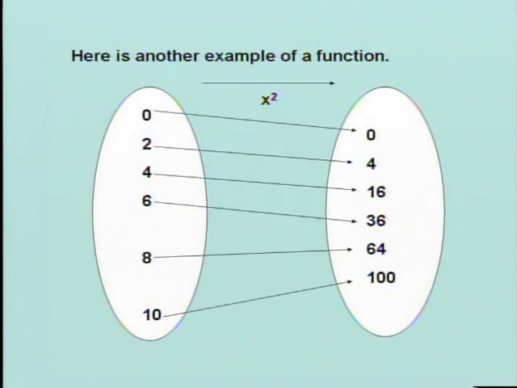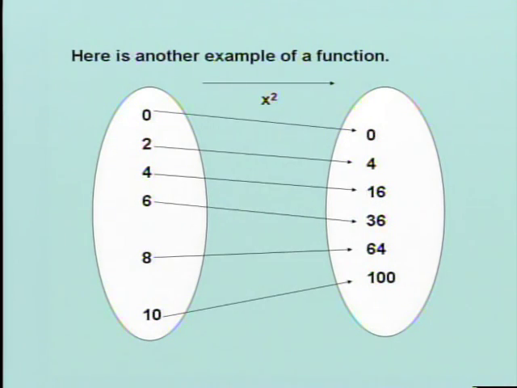Here is another example of a function. This function is the function x squared. In the first loop containing elements of the domain, we have 0, 2, 4, 6, 8, and 10. And in the right-hand loop, we have the numbers 0, 4, 16, 36, 64, 100. The second loop will be the range elements.